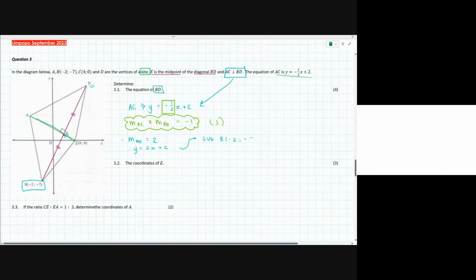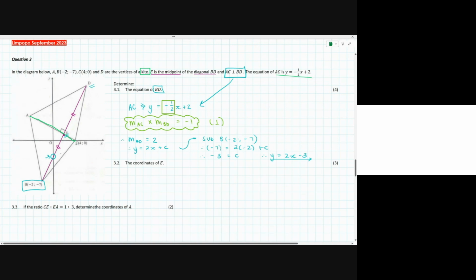That is what I substitute into this equation. -7 is equal to 2 times -2 plus c, and I get my c value. So c is equal to -3, and so y is equal to 2x minus 3. Now, if you go and have a look at your line, it makes sense. It does have a negative y-intercept, and that would be at -3 now.